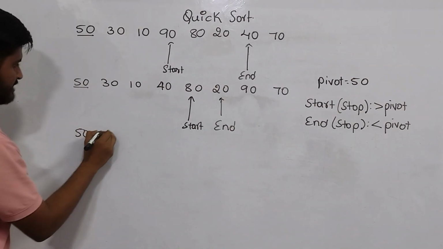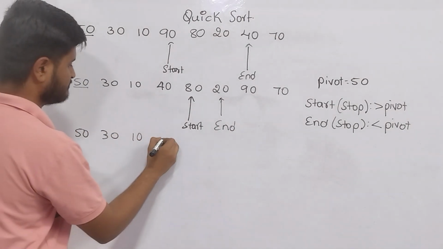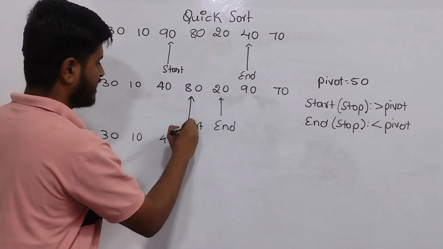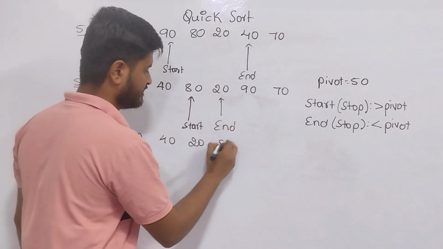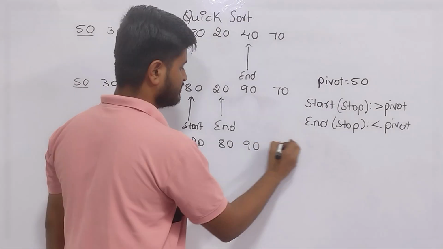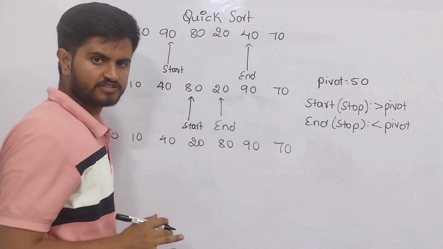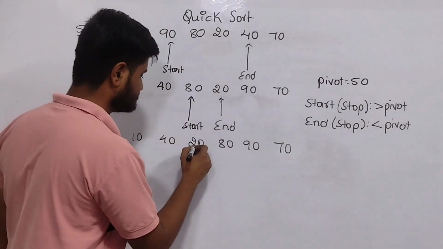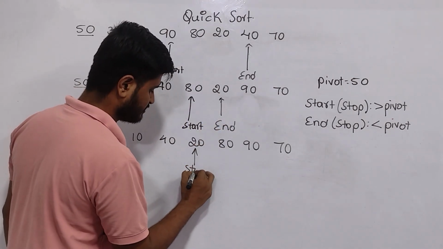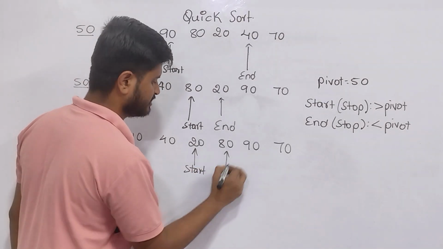So 50 will be same, 30 will be same, 10 will be same, 40 will be same, and start will go here, end will go here. That is, 20 will come here, 80 will go here, 90, 70. Only the numbers will be exchanged or swapped. The start and the end arrow will be in the same place. Start will be here only and end will be here.